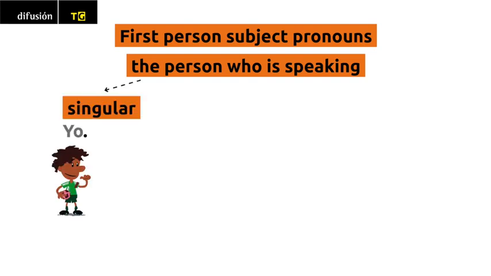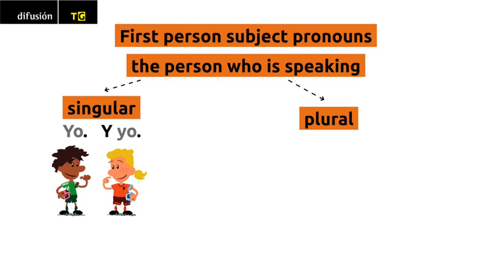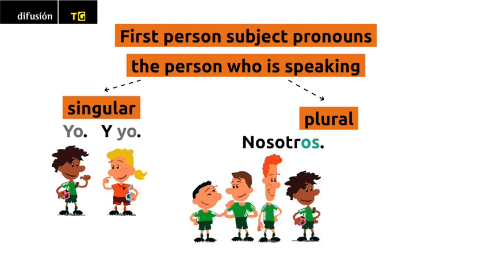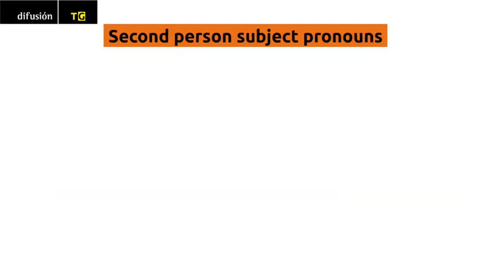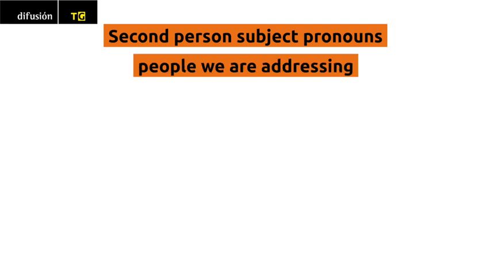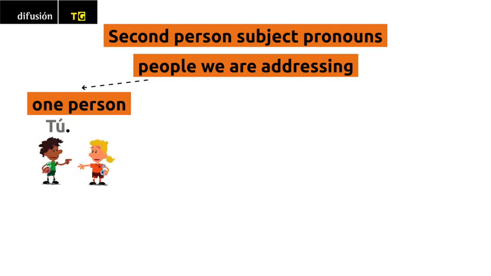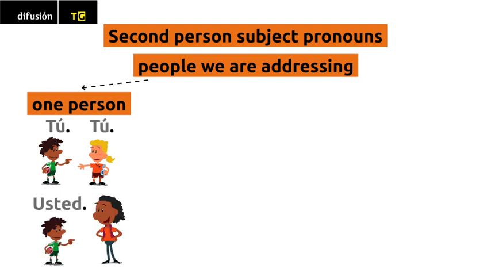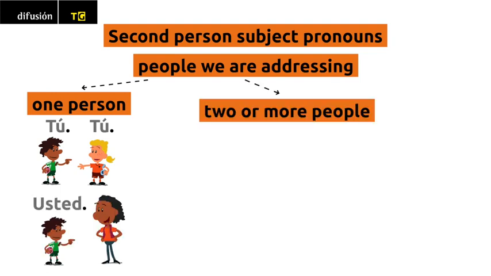singular, Yo. Y yo. or plural. Nosotros. Y nosotras. Second-person subject pronouns refer to the people we are addressing when we talk. We use them when we address one person, Tú. Tú. or when we address someone more formally, Usted. or when we are speaking to two or more people.